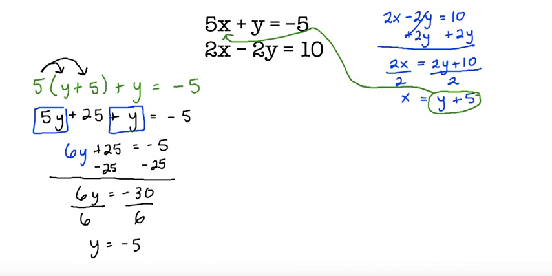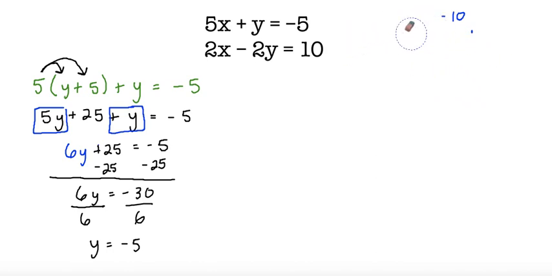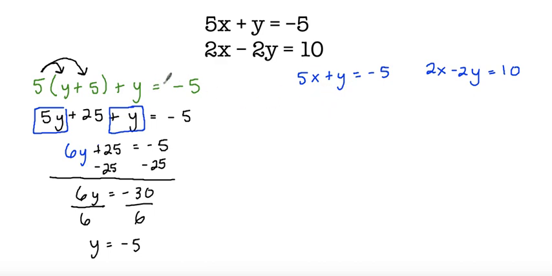So we're going to take our two equations. And I'll actually erase this over here for more space. And so I'm going to write them again. So 5x plus y is equal to negative 5, and 2x minus 2y is equal to 10. And we're going to substitute y in for negative 5. So 5x plus negative 5 is equal to negative 5.